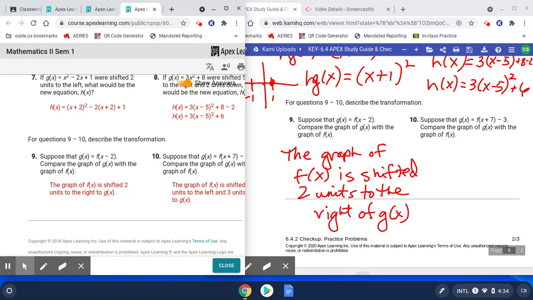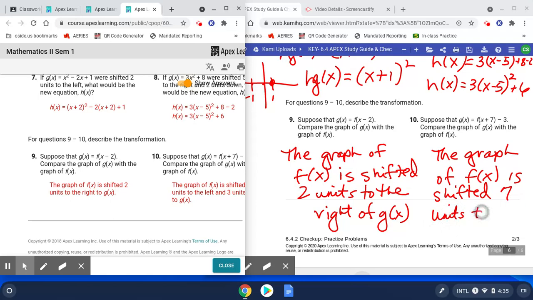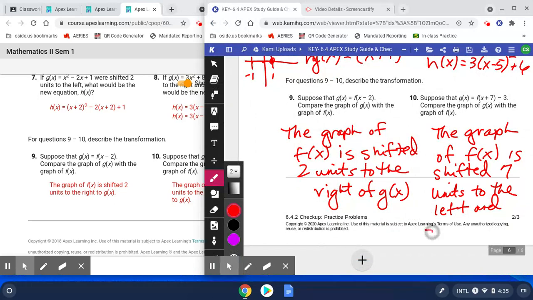Suppose that g of x equals f of x plus 7 minus 3. Compare the graph of g of x with the graph of f of x. It's shifted 7 units to the left from this right here and 3 units down from this right here. And that's it.